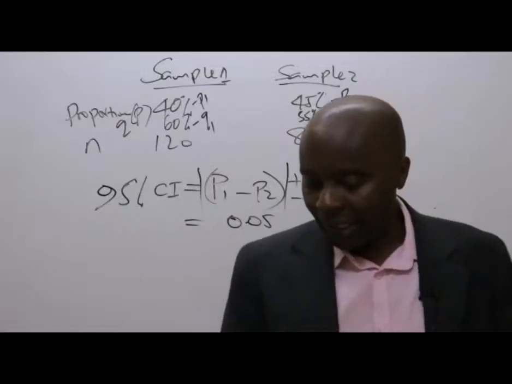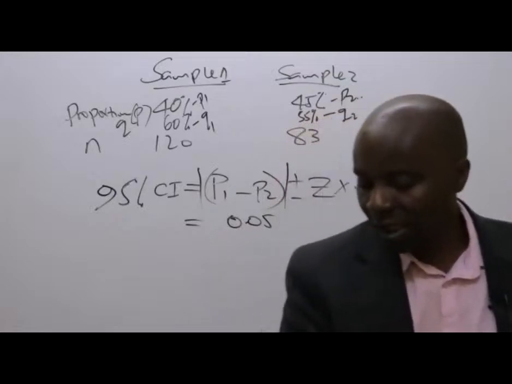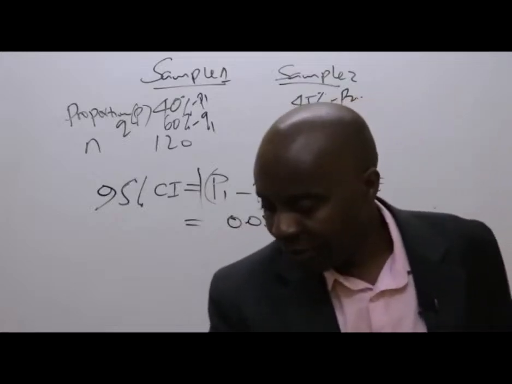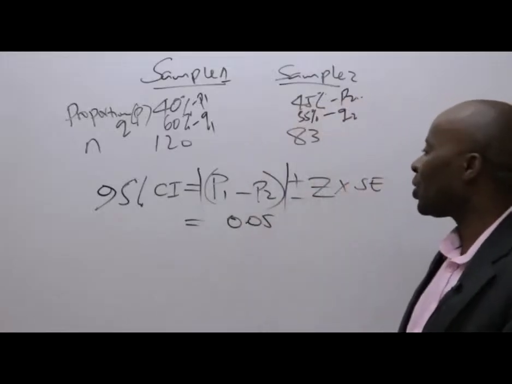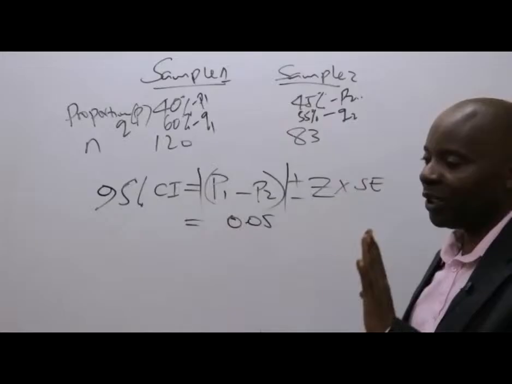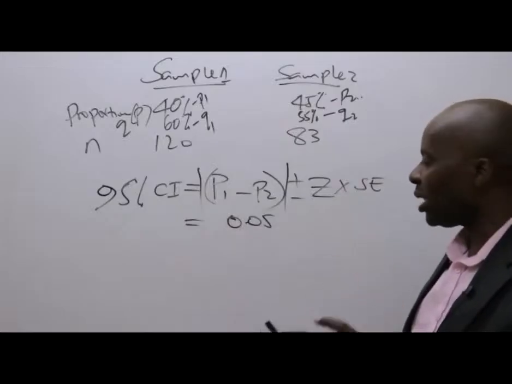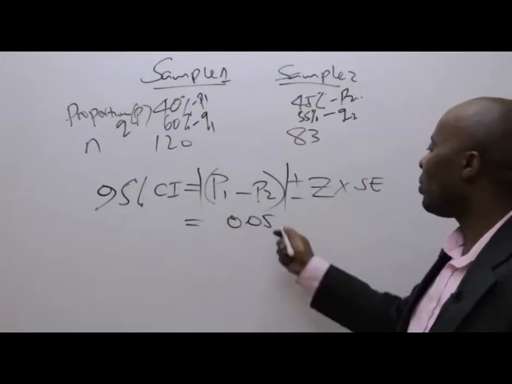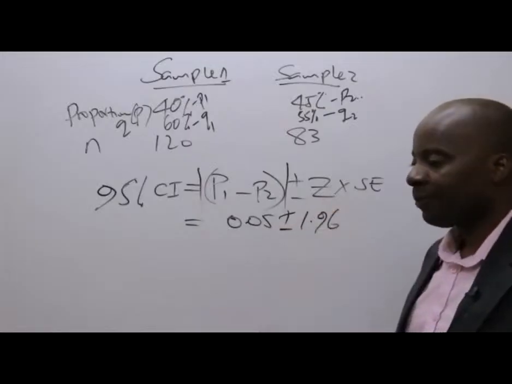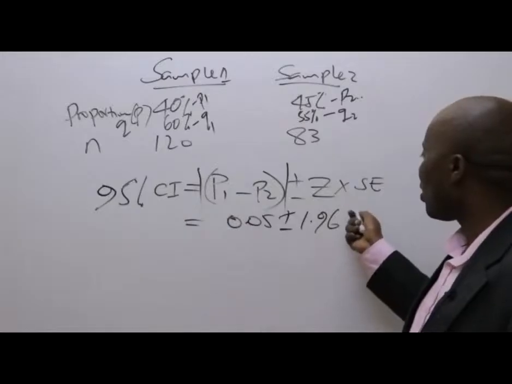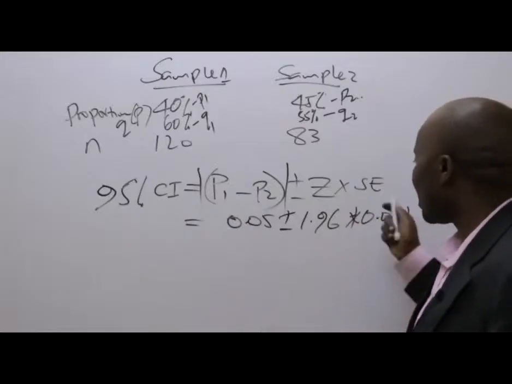And to imagine Dahir has been able to get that figure. And if that is the case, so we have a negative, but we are disregarding the negative. So we take it as 0.05 plus or minus the Z that you guys got, which is 1.96 times the standard error.